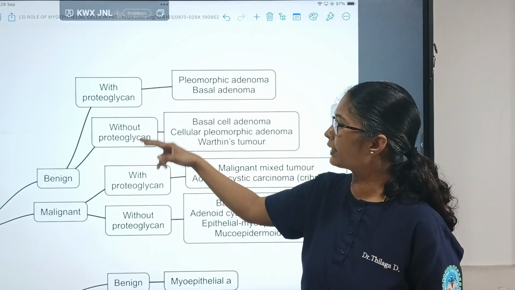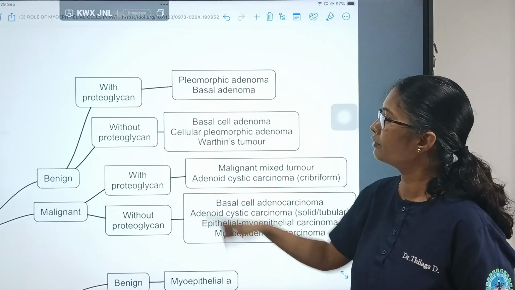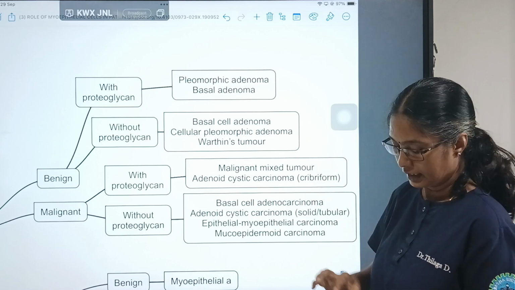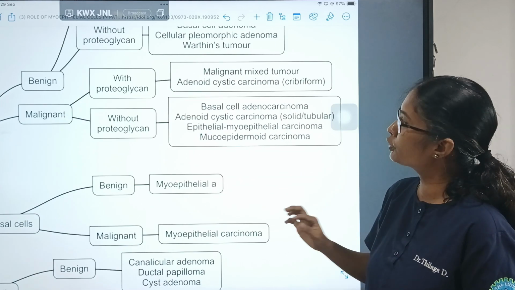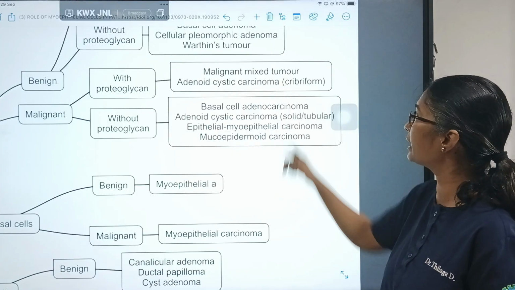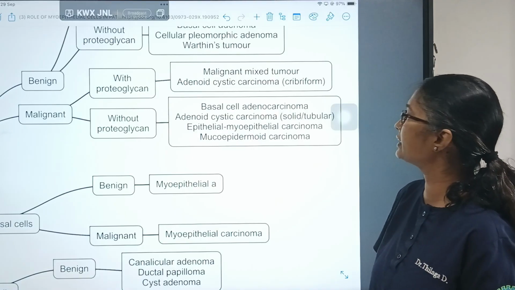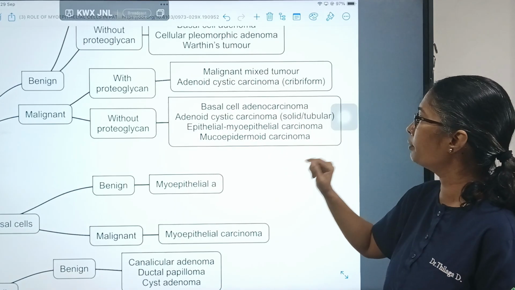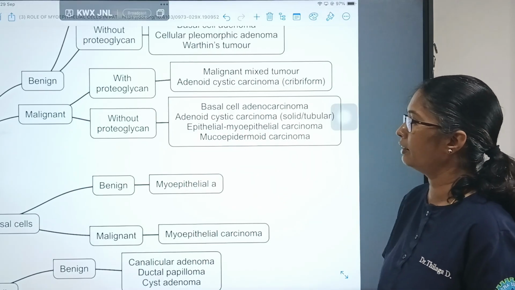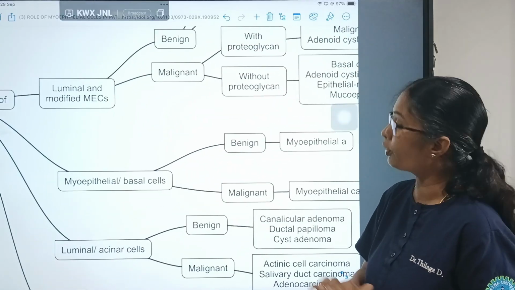They can either be benign or malignant. Benign can be with proteoglycan or without proteoglycan. With proteoglycan are pleomorphic adenoma and basal adenoma. Without proteoglycan will be basal cell adenoma, cellular pleomorphic adenoma, and Warthin's tumor. The malignant form also, with and without proteoglycans, will have malignant mixed tumor, adenoid cystic carcinoma of the cribriform type, and basal cell adenocarcinoma. Adenoid cystic carcinoma of the solid or tubular type, epithelial-myoepithelial carcinoma, and mucoepidermoid carcinoma fall under the without proteoglycan group of the malignant classification. These are the luminal and the modified MECs.